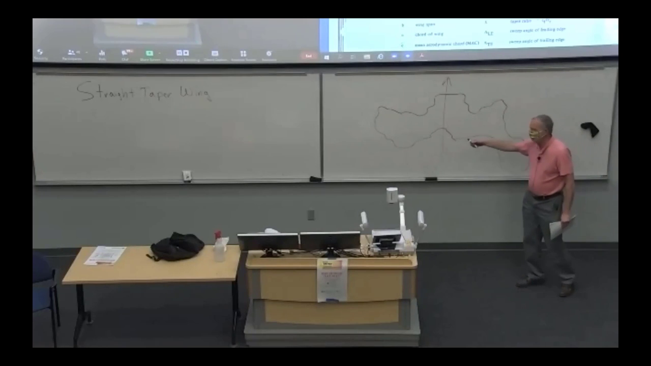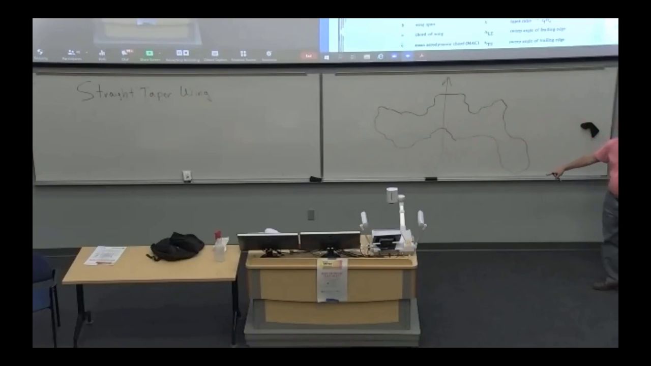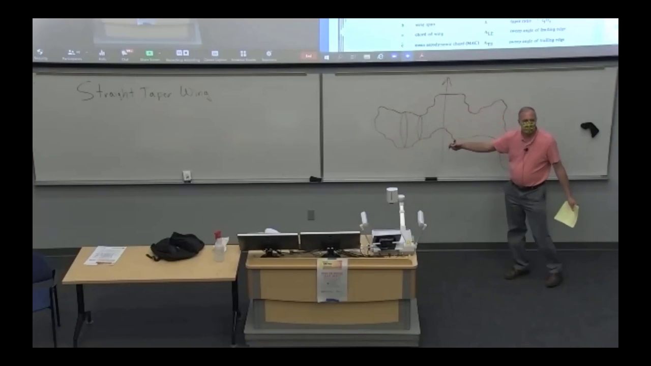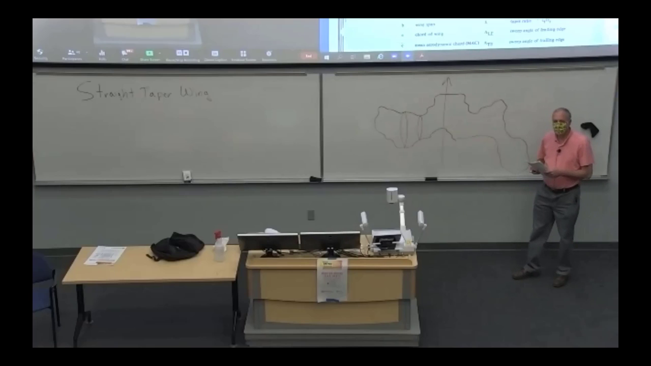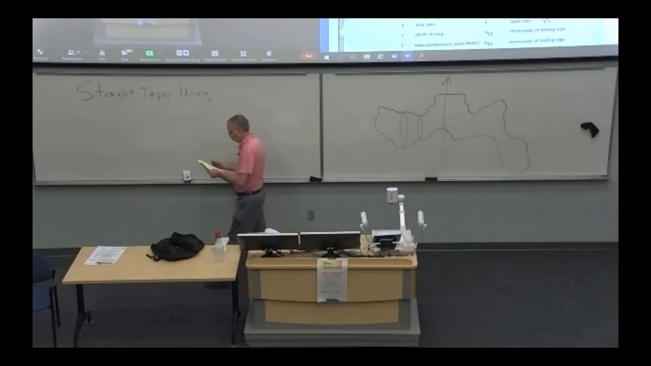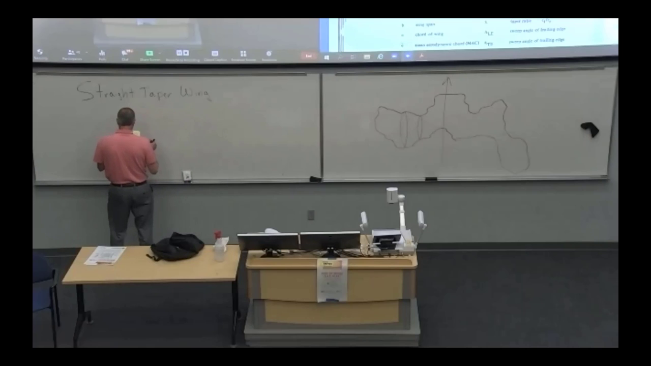Wingspan, you could measure tip to tip. Notice it's not even symmetrical, so you're going to have some weird rolling moments and everything else. But you could do this. Here's your airfoil section here. Here's your airfoil section here. Maybe use different airfoils in different places. But that's going to be a lot of work, not just to calculate, but to build, right? Imagine trying to build the structure to support the airfoils in this and getting the airfoils in the right place and attaching it all together. So a straight taper wing is a much simpler wing than that thing.